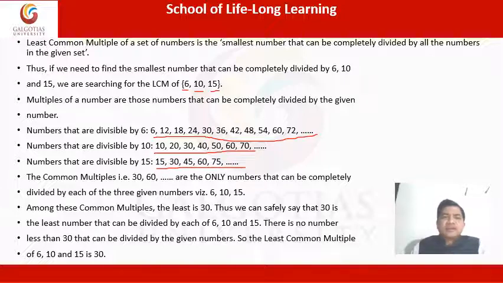Correct? Now similarly, as I told you earlier, what is the first common multiple of these numbers? The first common multiple, if you see, is 30. Correct? So 30 is the first common multiple. The next common multiple will be 60 and so on. So the LCM, that is the lowest common multiple, will be what? That will be 30. Correct? Okay.